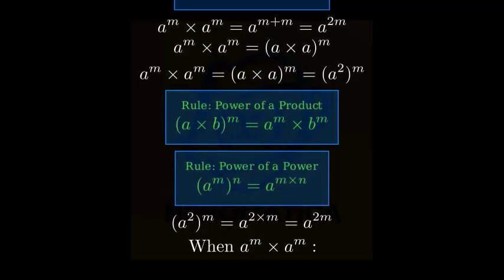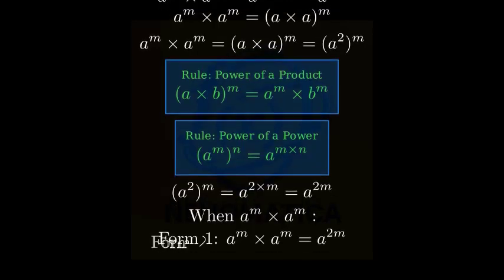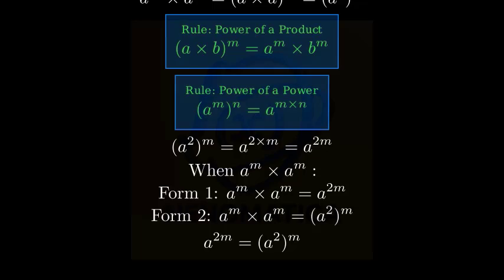So to summarize, when we multiply powers with the same base and the same exponents, we can write the result in two equivalent forms. First, we can write it as the base raised to double the exponent, or as the square of the base raised to the original exponent. These two forms are equivalent due to the rules of exponents.